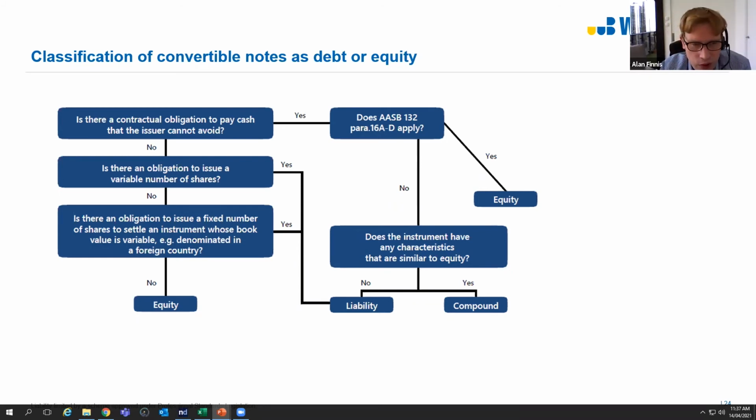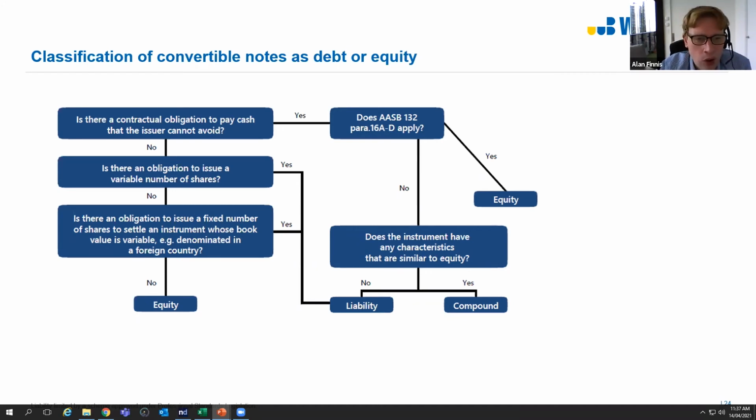liability box again, by virtue of that line going across on the right from the second box down to the liability. But if we're issuing a fixed number of shares and there's no book value variable, then we would actually be in equity, but it's very rare to get a C note which is completely in equity. 99% of them will either be a compound or a liability.